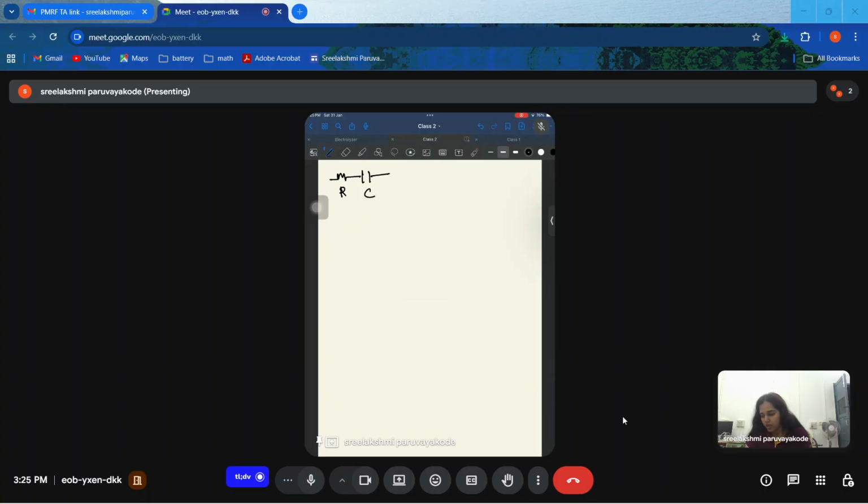So what is the impedance of a single resistor? The impedance of a single resistor is equal to R. Now what about a capacitor? That is nothing but 1 by j omega C. So because both of them are in series, we know that the sum of impedances ZR plus ZC is nothing but R plus 1 by j omega C. Okay, this was an easy case.